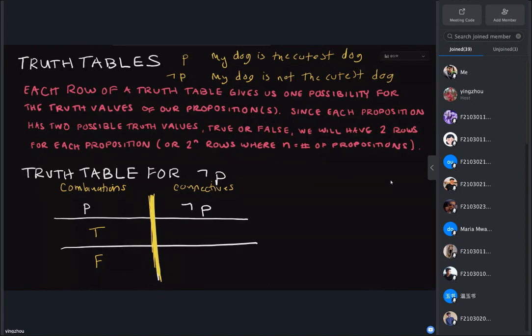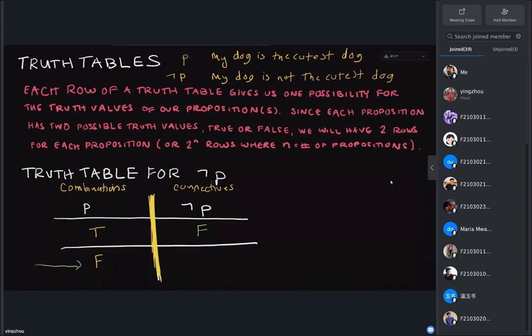In this case, let's look at our proposition P. And here's how a truth table works. Let's say P is true. My dog is the cutest dog is a true statement, which means not P, my dog is not the cutest dog, would have to be false, because my dog can't be the cutest dog and not the cutest dog at the same time. Let's say instead that my proposition was false.